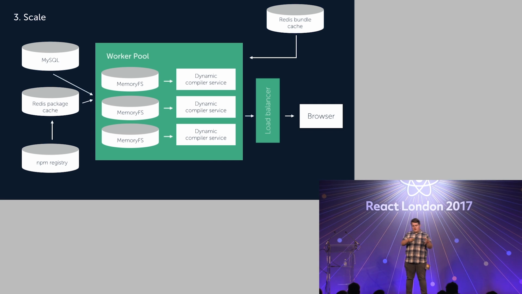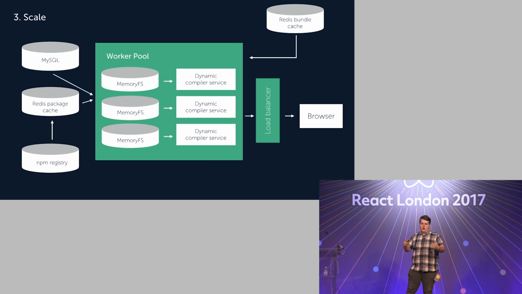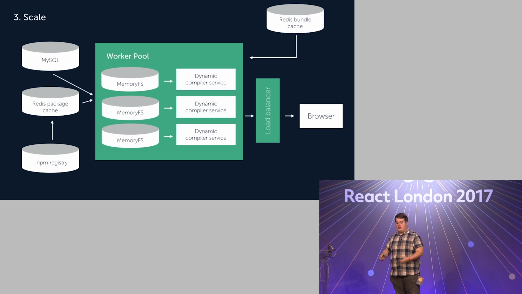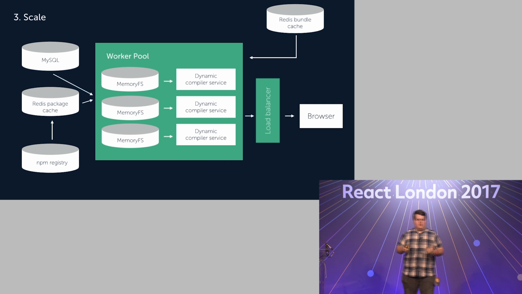We took MemoryFS, we took the compiler service, and we turned them into a worker. One worker is one application instance running on Mesos. This now allows us to scale up and down. We can have one instance, we can have five, and we put that behind a load balancer, and we suddenly have a scaling system.